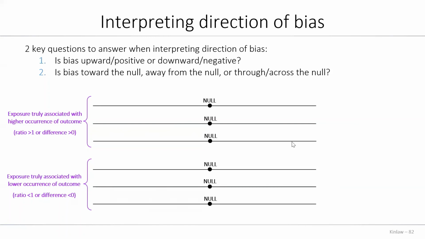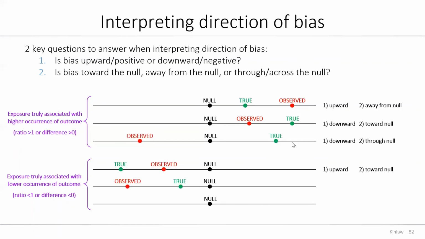This figure provides examples for whichever scale you're interested in. First, we show the null down the middle. In the top example, we show that the true value of the association is indicated by the green dot. The observed value is biased and was higher than the true value. We can characterize this bias as being both upward and away from the null. This schematic diagram lays out all the combinations for potential directions of bias. This will be a good series for you to review on your own and practice getting these descriptors right.